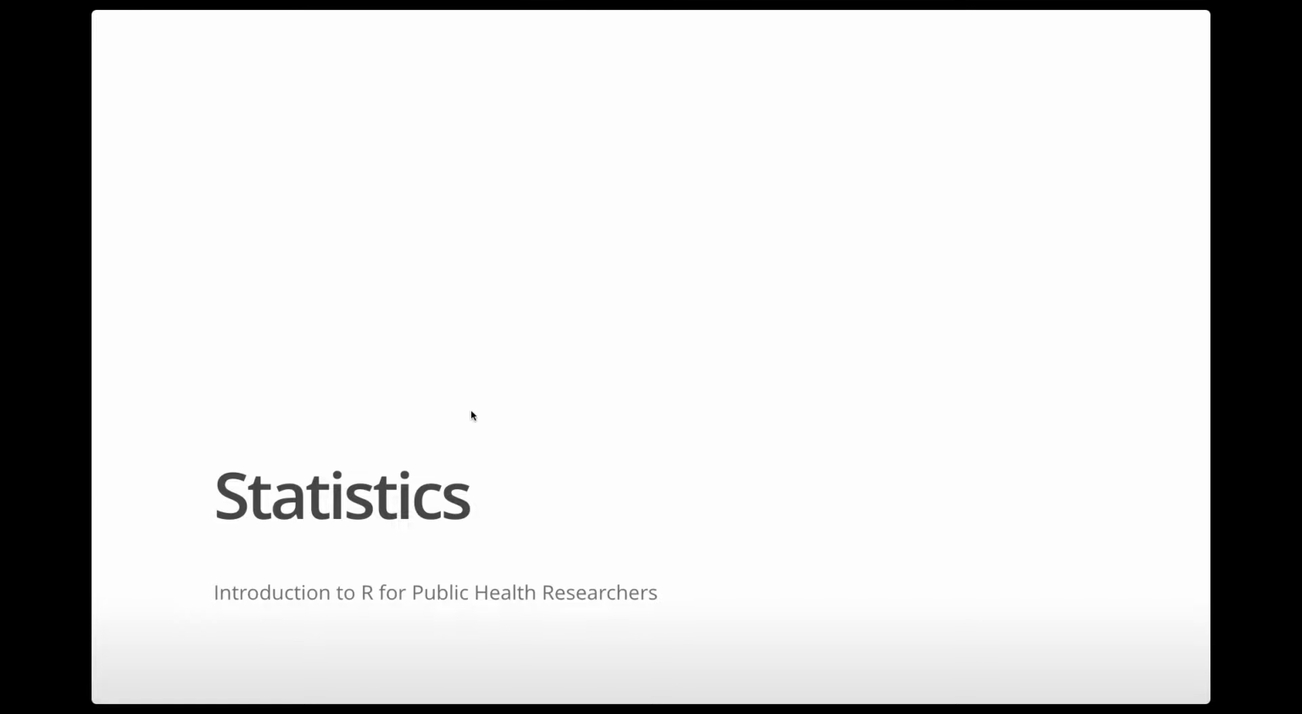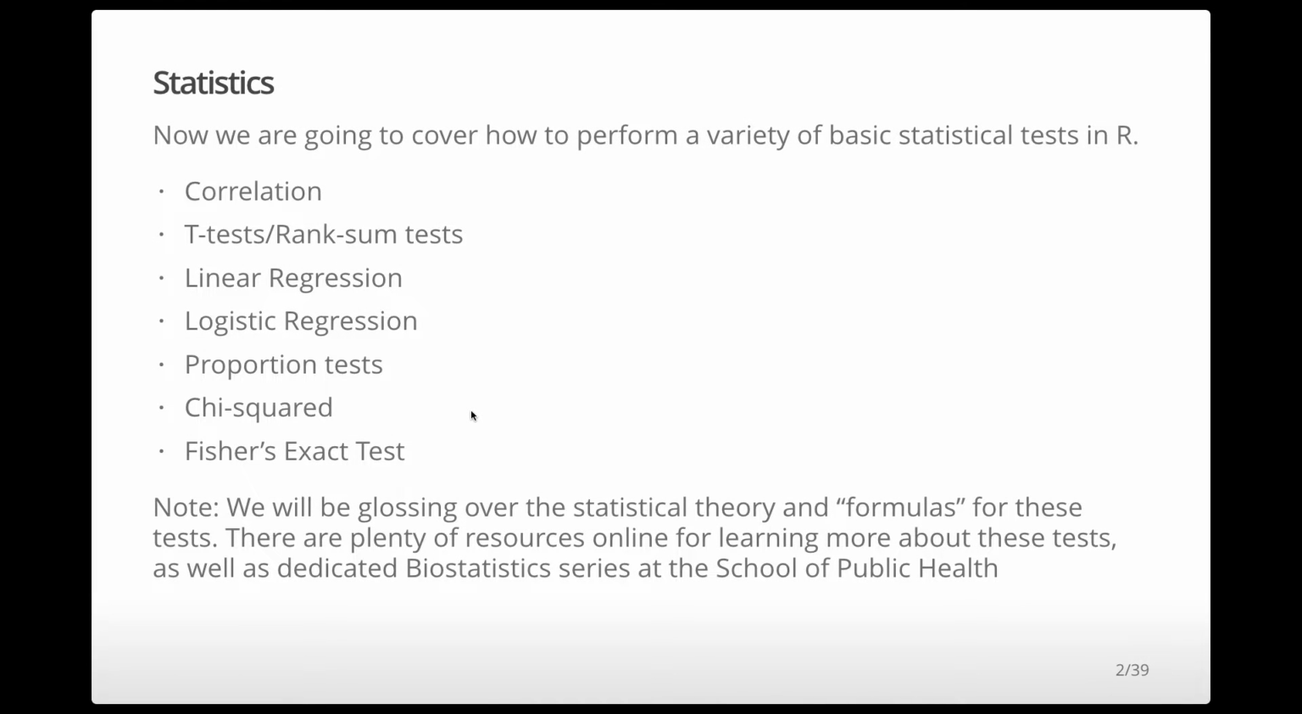All right, so we've talked about how to tidy it up, how to do things in it. Let's talk about how to run maybe some models, statistics, some tests on the data set. So here, we're going to cover how to perform a variety of basic stats operations: correlations, t-tests, rank sum tests, linear regression, logistic regression, proportion tests. That includes chi-square tests, which is exact tests.